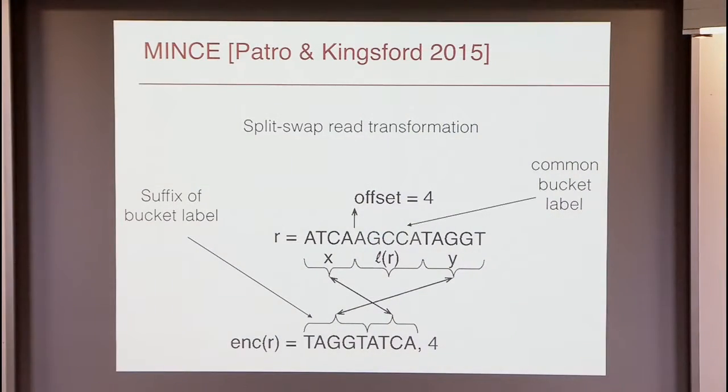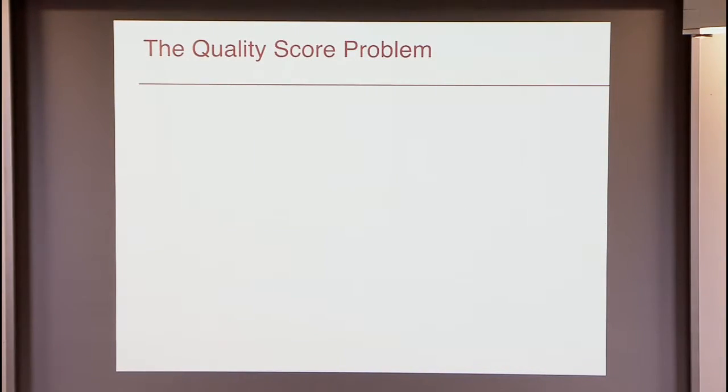All right, so this is what I wanted to cover for sequence compression. And I now want to switch gears slightly and talk about the quality score problem, because, as I said, this is a bigger problem. So modern sequencing equipment is not perfect and introduces errors.